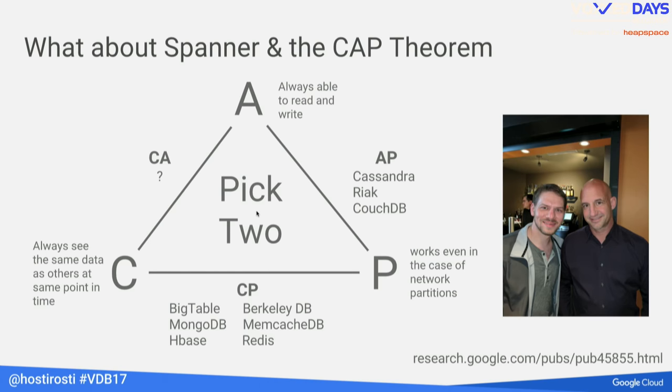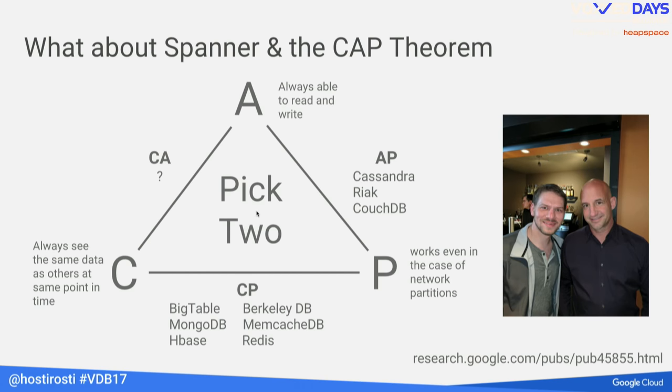So the CAP theorem basically describes how distributed systems can be consistent and available in the case of a partition. It describes the different kinds of systems depending on whether they result to being available or consistent in the case of a split brain, so a network partition. You have three categories: an AP system, which is available in the case of a partition, and CP systems, which result to consistency in the case of partitioning.